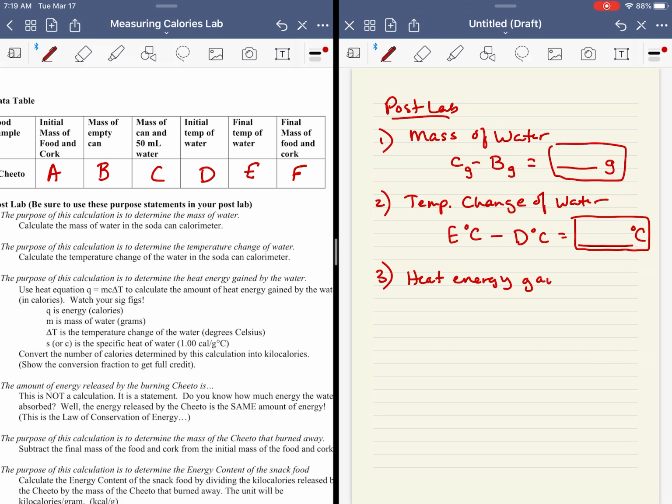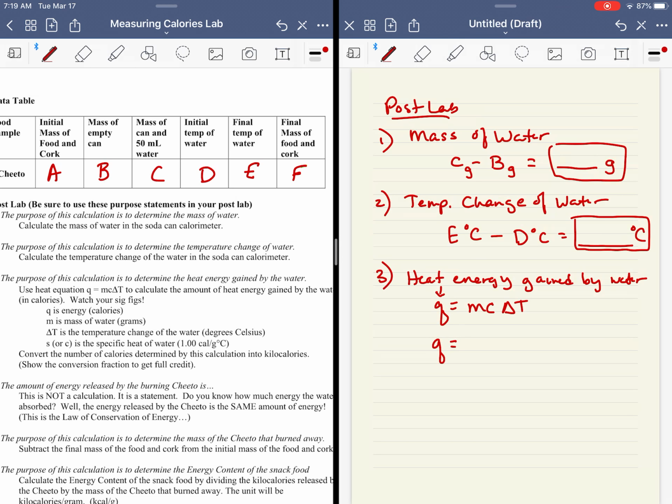Number 3, the heat energy gained by the water uses the calorimetry equation, which is Q equals mc delta T. Q is the amount of heat energy, M is the mass of the water, C is something called specific heat of the water, and delta T is the change in temperature of the water. So we are going to solve for Q.